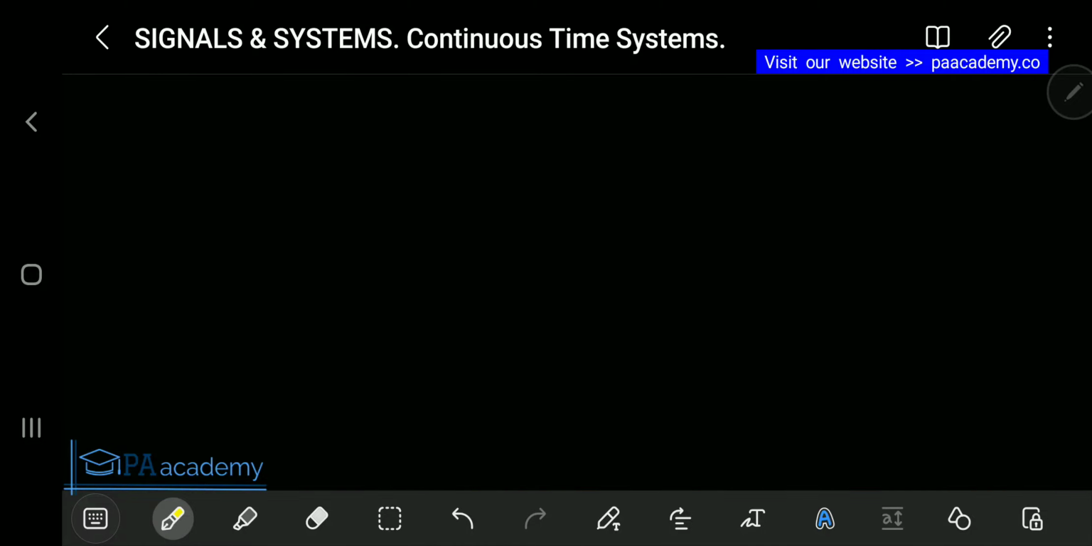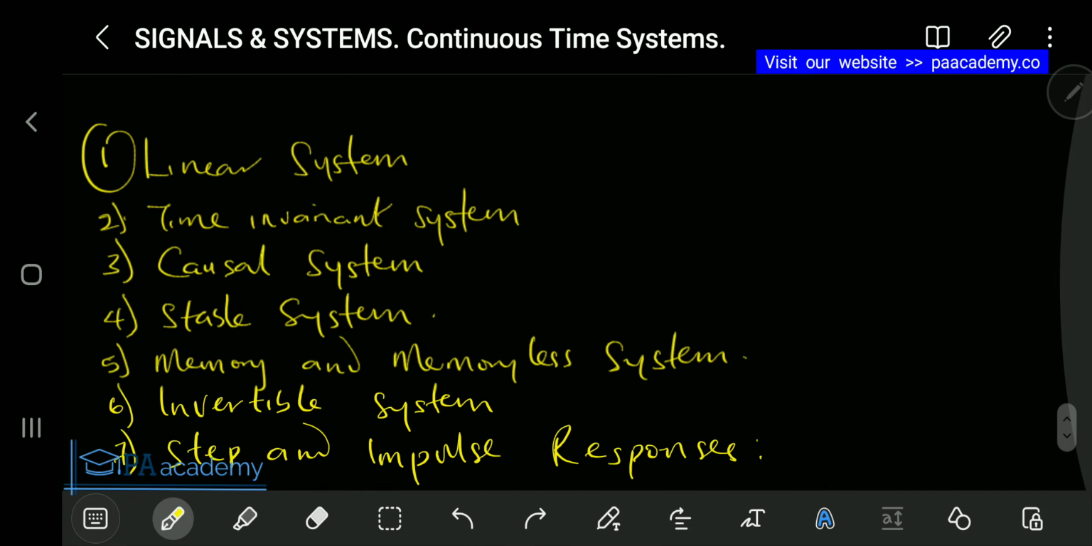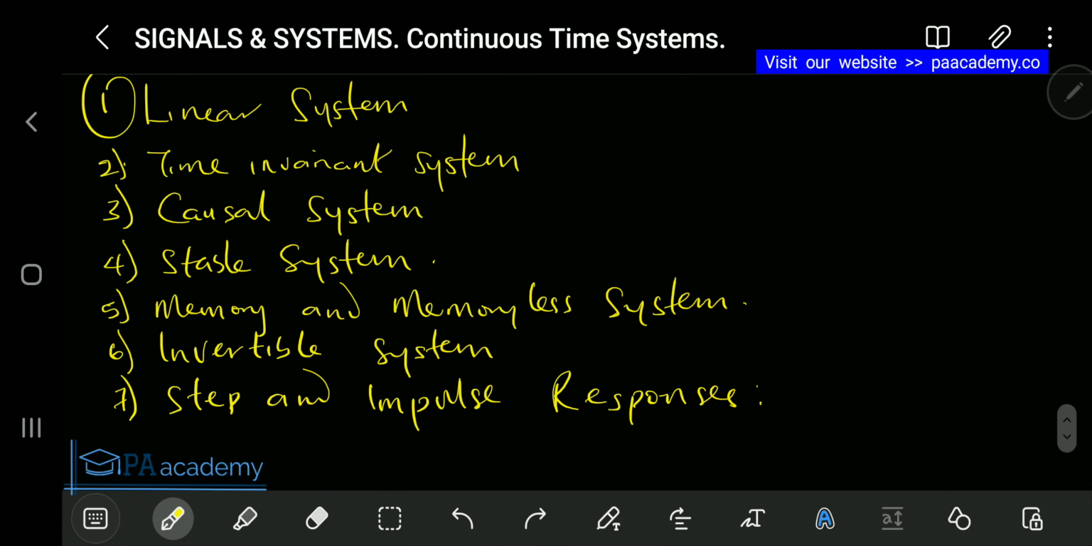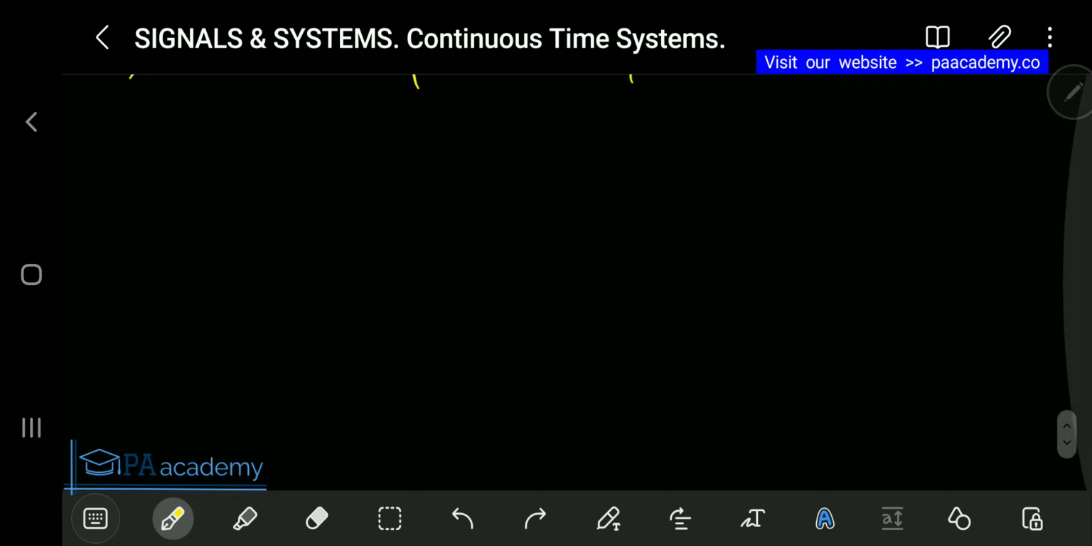Alright, so welcome back on continuous time system. So in the previous part, we've listed out all the seven continuous time systems that we are going to be looking at in the course of this lecture series. So these are them. So what we're going to be doing now is we're going to be looking at them one after the other in terms of their definitions. So the first one, we have the linear system.